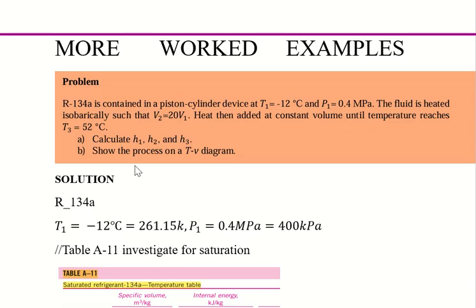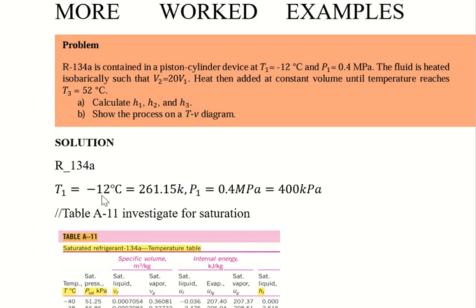So this pure substance is being handled in three different phases. There's phase one, then phase two of isobarically heating it, and there's isochoric heating, this constant volume heating, up to temperature 3. So we are given two properties: temperature, which is negative 12 degrees Celsius, and pressure, which is 0.4 megapascals, equivalent to 400 kilopascals.